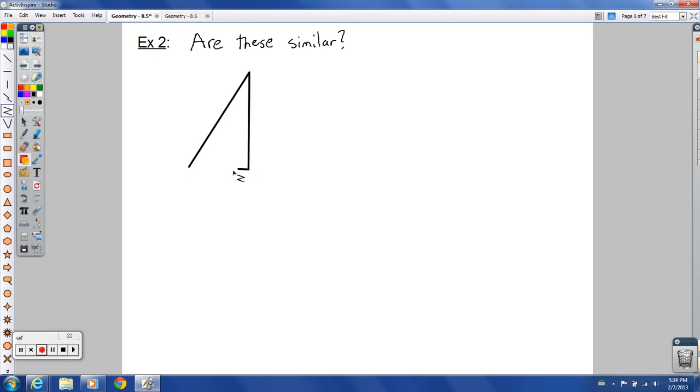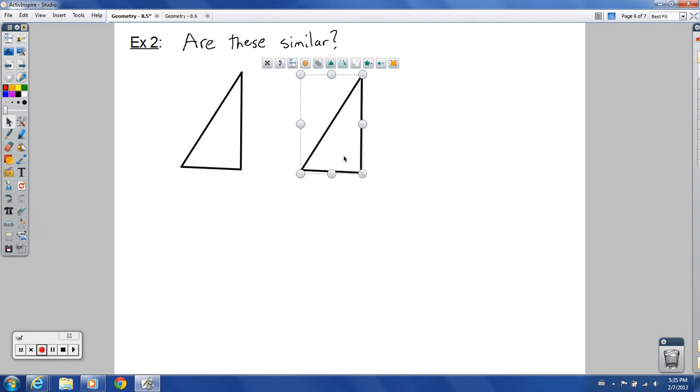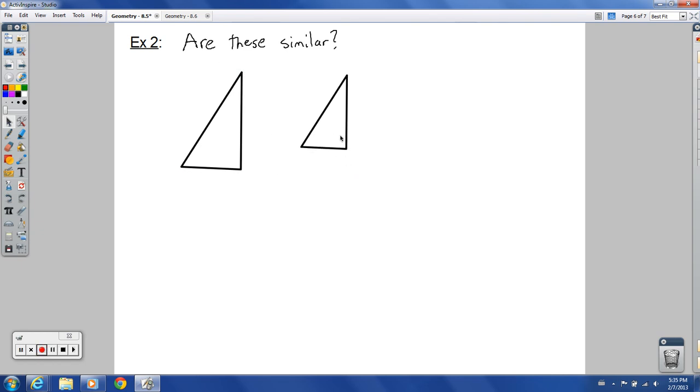Say we have a triangle that looks like that. And I'm going to duplicate this now. I'm going to make an exact copy, and I'm going to scale it down like that again. And I'll rotate it around. So does it look like it's going to be similar? Yes, that's on purpose. But let's see if it actually is.